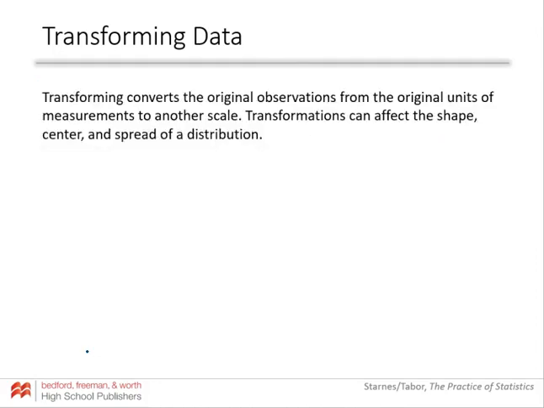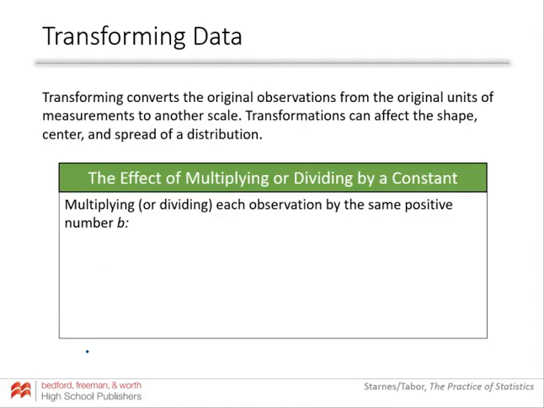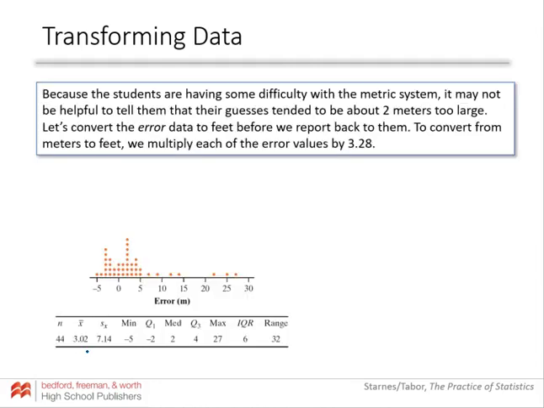Okay. The other way that we can transform data is we can multiply or divide by a constant. Okay, so we're going to look at the students guessing again. If we tell them that their guess, the average guess was off by about 2 meters, that doesn't really help them because they're not familiar with the metric system yet. So what we're going to do is we're going to take that 2 meter average mistake, and we're going to multiply that by 3.28 to tell us what their error looks like in feet.